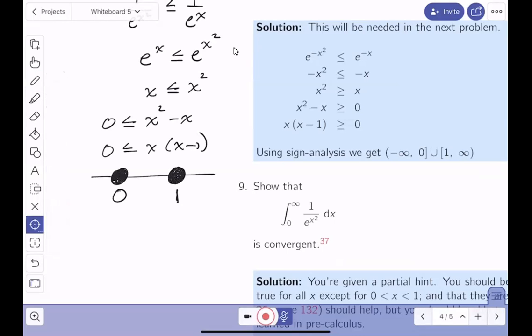I'll point out what I mean by that. You pick a number here, like 2, plug it in. That would be positive. Positive, positive, positive. That's certainly greater than 0. I would shade that in.